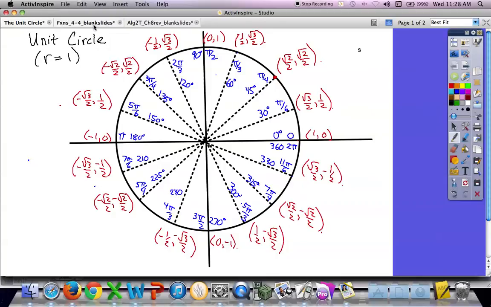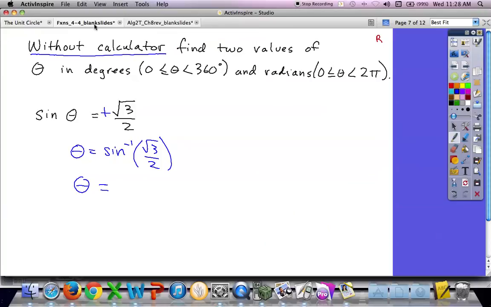In degrees, it would be 60 degrees and 120 degrees. And in radians, it would be pi over 3 and 2 pi over 3. So again, when it says without a calculator, it's because this value is a coordinate from the unit circle, and we should be able to recognize it by looking at the unit circle. And you have your unit circle right in front of you. So use it to answer this kind of question.